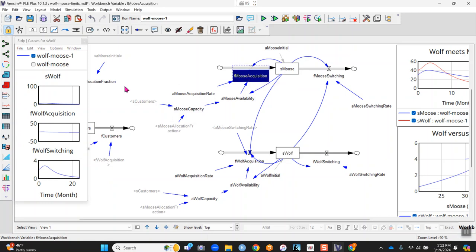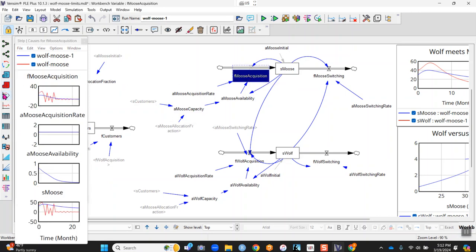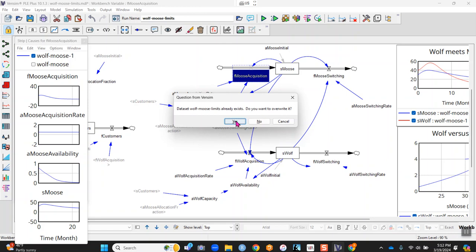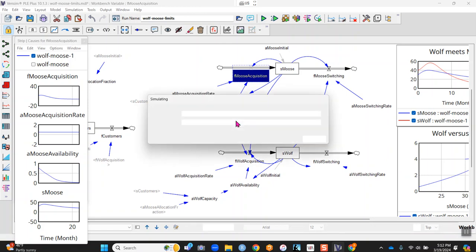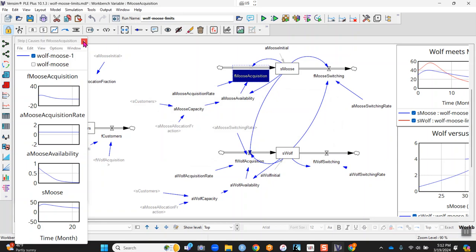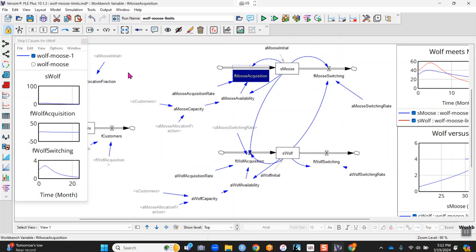Let's see what that looks like. Look, the availability gets lower and lower and lower, as we would expect. The acquisition rate, of course, is that. Now we're going to get rid of something here and just do this. Limits to growth. I want to overwrite it. Okay. Very good.